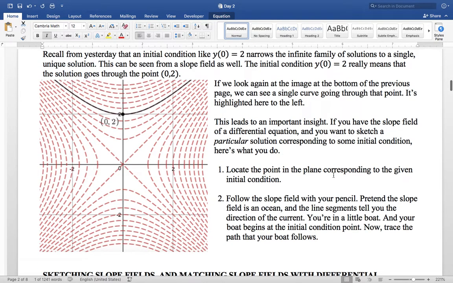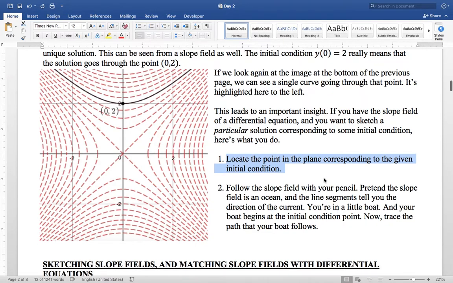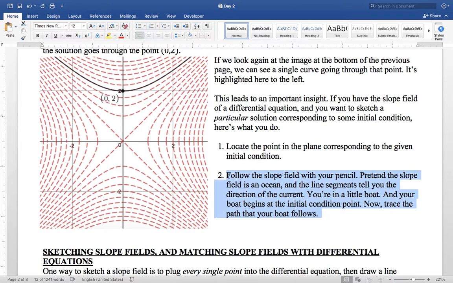So if you have a slope field of a differential equation and you want to sketch a particular solution corresponding to some initial condition, here's what you can do. You locate the point in the plane corresponding to the initial condition, and then you follow the slope field with your pencil. You pretend that the slope field is like an ocean, and the line segments tell you the direction of the current. You're in a little boat, and your boat begins at the initial point. And what you do is you trace the path that your boat follows, okay?